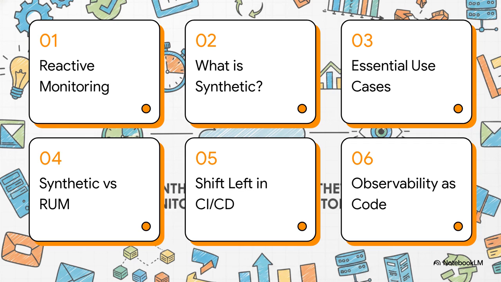Okay, real quick, let's run through our roadmap. First, we'll hit the true cost of reactive monitoring. Second, what synthetic monitoring actually is. Then, 3 essential use cases, synthetic versus real user monitoring, shifting left in your CI/CD pipeline, and finally, we'll wrap up with observability as code.